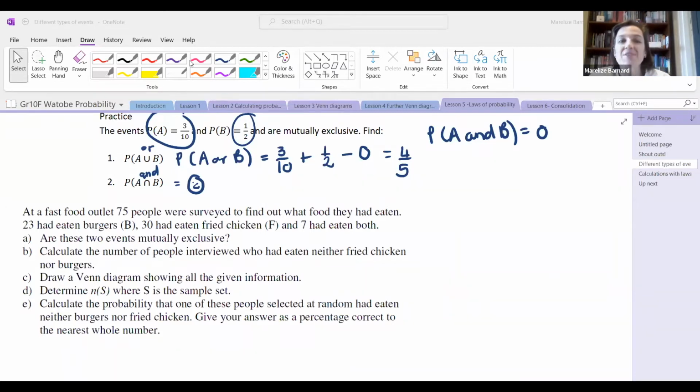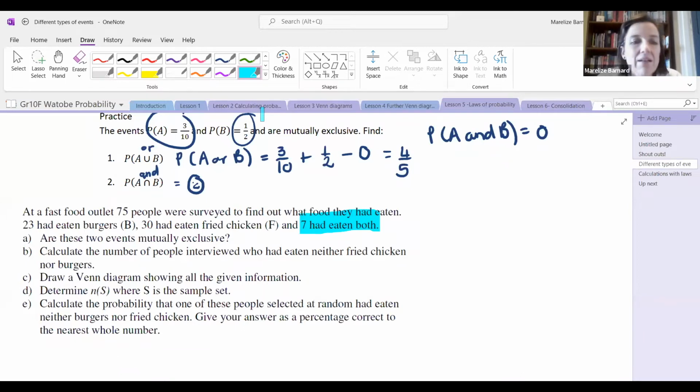Okay. So let's see. At a fast food outlet, 75 people were surveyed to find out what food they had eaten. 23 had eaten burgers, 30 had eaten fried chicken, and 7 had eaten both. So, are these mutually exclusive? Pop in the chat your answer. Are they mutually exclusive or not? No, they're not mutually exclusive. Well done. Because it says here 7 people had eaten both, meaning had eaten both burgers and fried chicken.